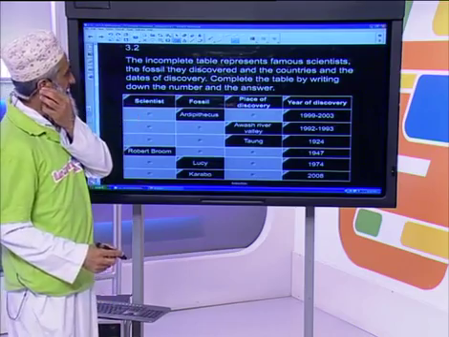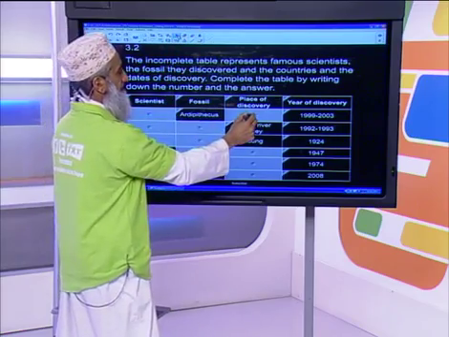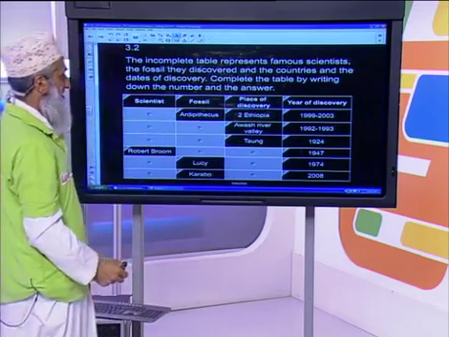The incomplete table represents famous scientists, the fossil they discovered, and the countries and the dates of discovery. Complete the table by writing down the number and the answer. In your book, you would be writing 1, 2, 3, 4. So the first one was Australopithecus, found between 1999 and 2003. Where was it found? I said that in my summary earlier. Ethiopia, good. And who found it?